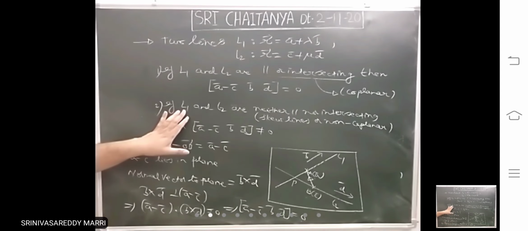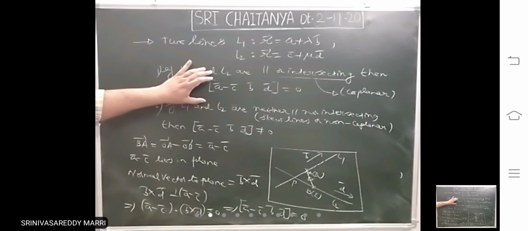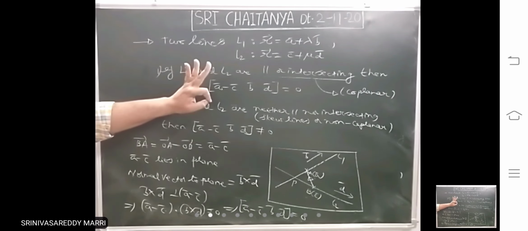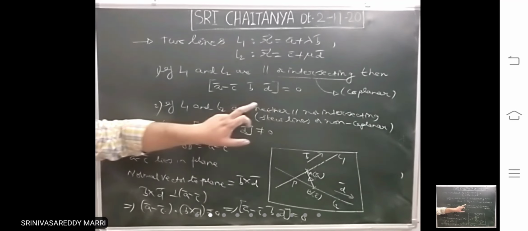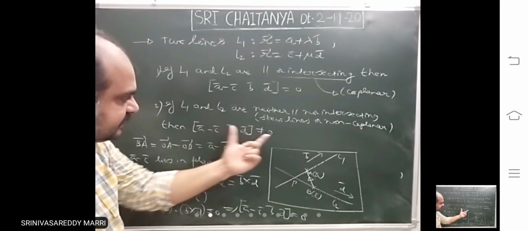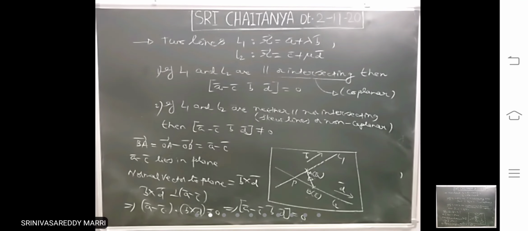So if the lines are not lying in the plane, neither intersecting nor parallel, what happens? This will not be perpendicular, so this will not be 0. That means this is not equal to 0. If this is 0, it gives coplanar, parallel or intersecting. If the lines are non-coplanar, not parallel, not intersecting, then this is not equal to 0. Finally, you have to remember this condition.